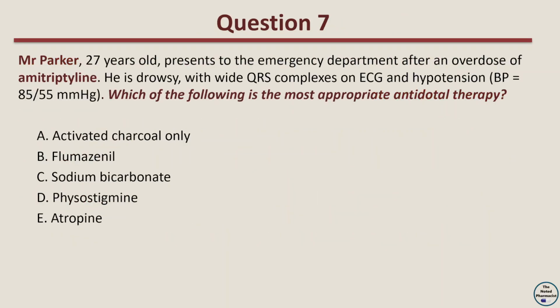Question 7. Mr. Parker, 27 years old, presents to the emergency department after an overdose of amitriptyline. He is drowsy, has wide QRS complexes on his electrocardiogram, and is hypotensive with a blood pressure of 85/55. Which of the following is the most appropriate antidotal therapy? Option A, activated charcoal only. Option B, flumazenil. Option C, sodium bicarbonate. Option D, physostigmine. Option E, atropine.